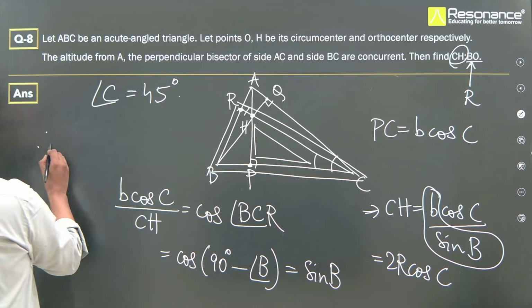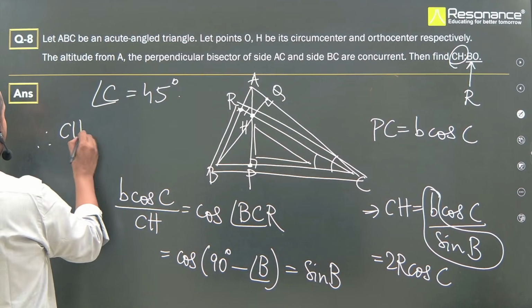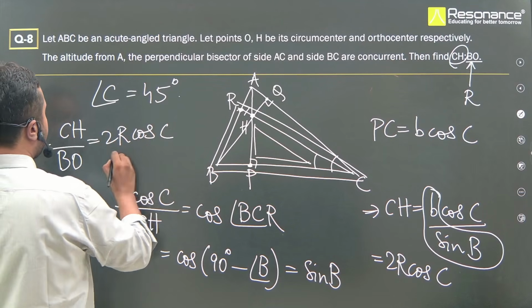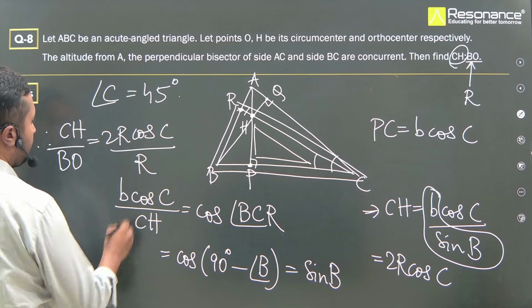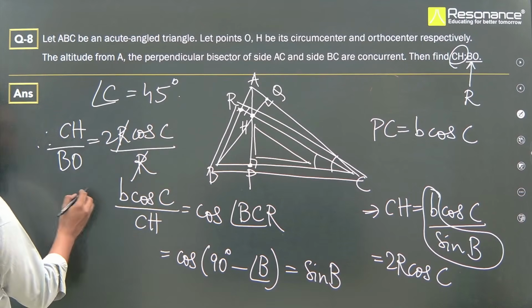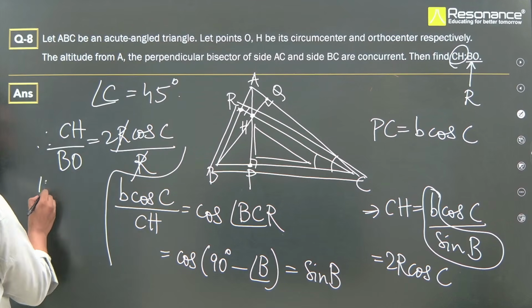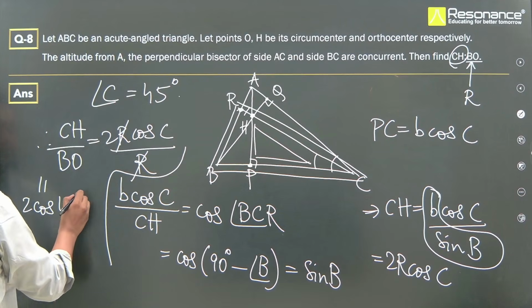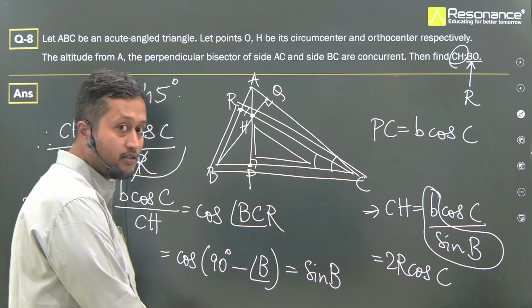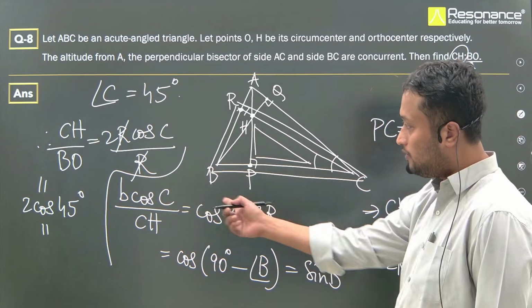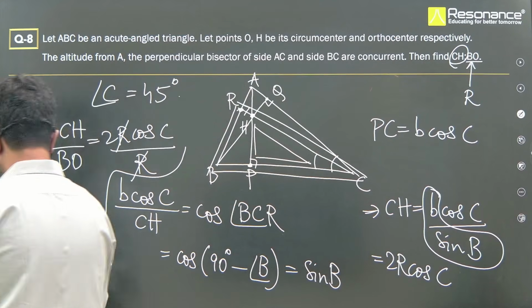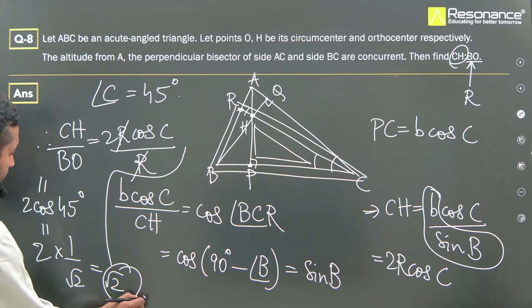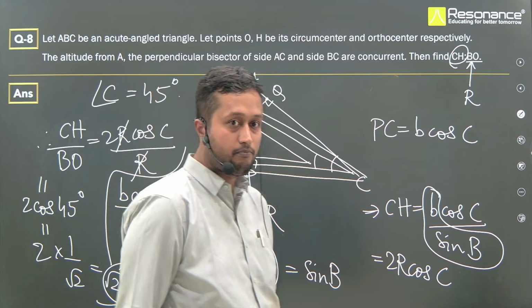Therefore, CH divided by BO is 2R cos C divided by R. What's all that? It is just 2 times cos 45 degrees, right? And cos 45 degrees is 1 by root 2. So 2 times 1 by root 2, so that is root 2. And that's the answer to that question.